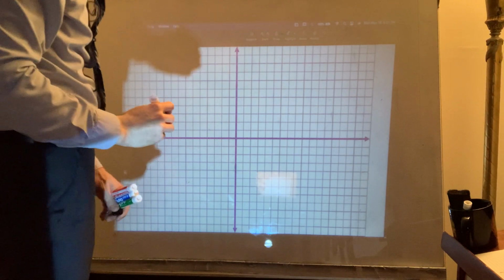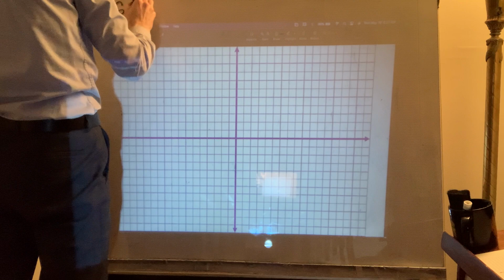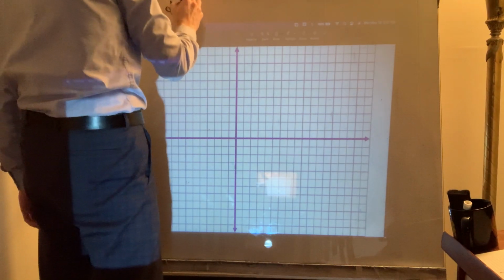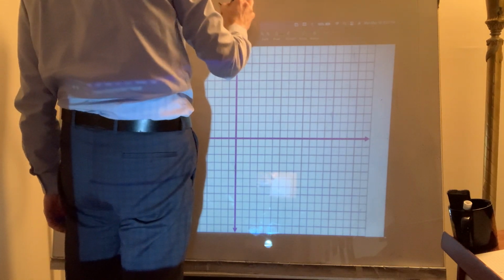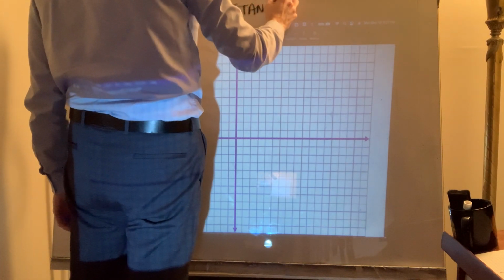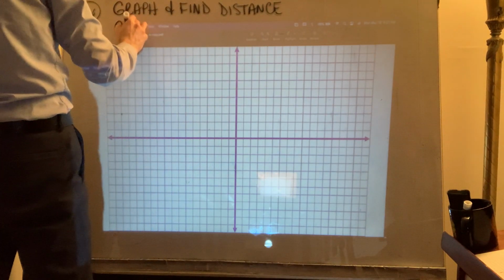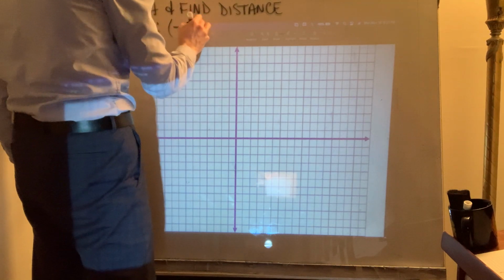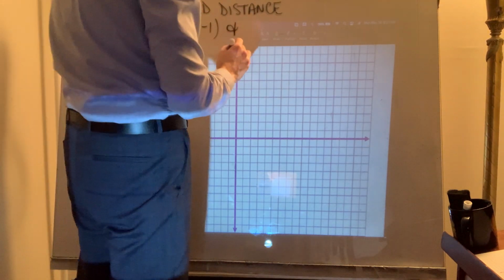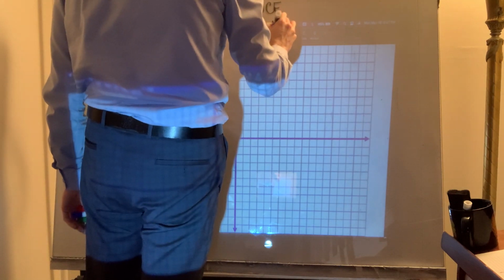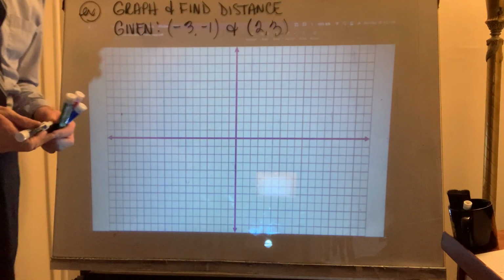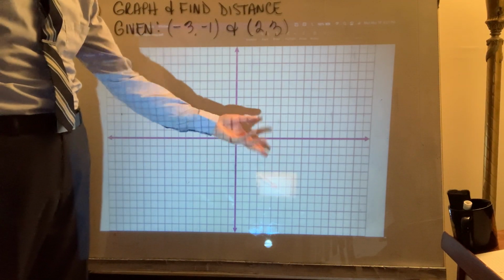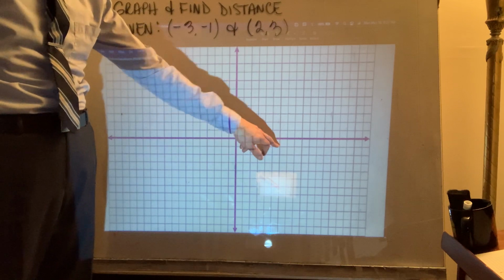What I'd like you to do is try to graph and then find the distance, given these ordered pairs: -3, -1, and 2, 3. That looks like it's visible. These are not labeled, of course, but assume that each one of the boxes, just because it's convenient, is 1 increment each.